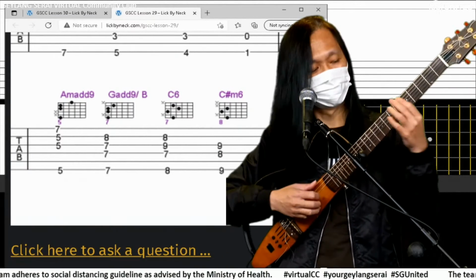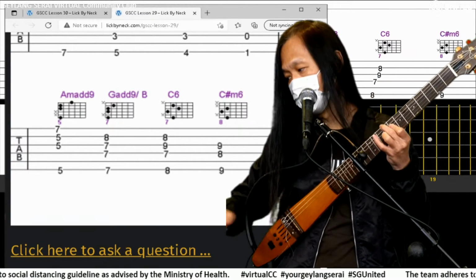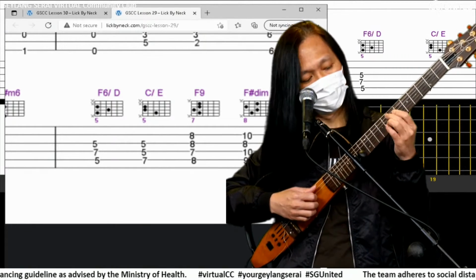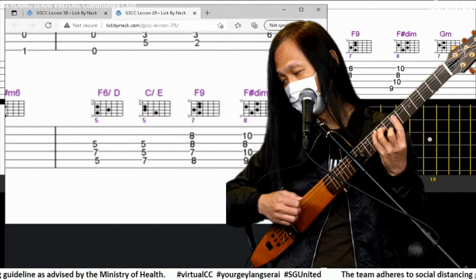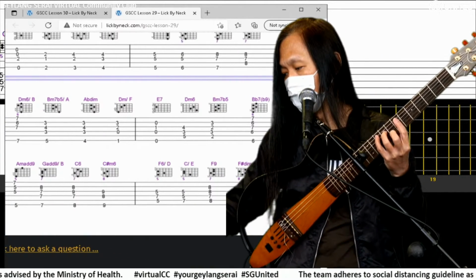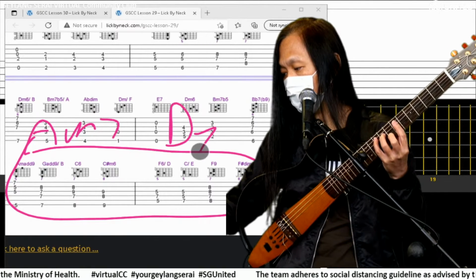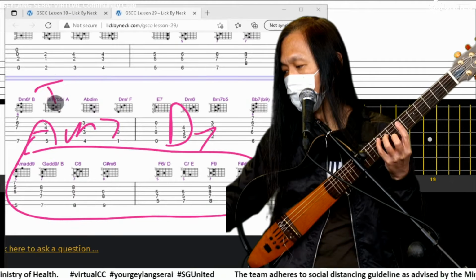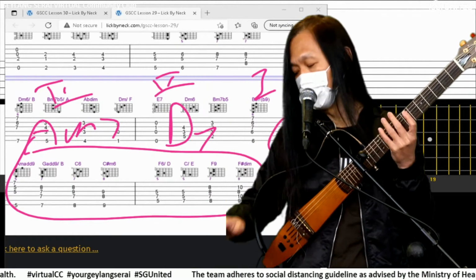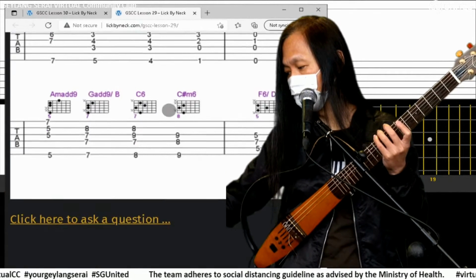The last part. Okay, this is the last part. Basically, this whole thing over here, these 2 bars over here, is A minor 7 and D7 go to G. So this is one big 2 5 1 over here. So I play around with it, 2 5 1, and the bass line movement. Okay, let's zoom in to have a look.